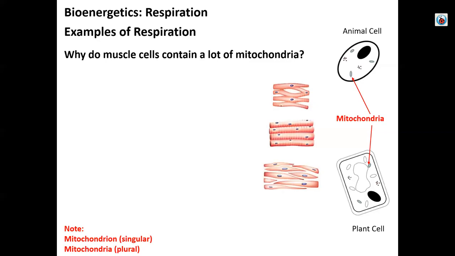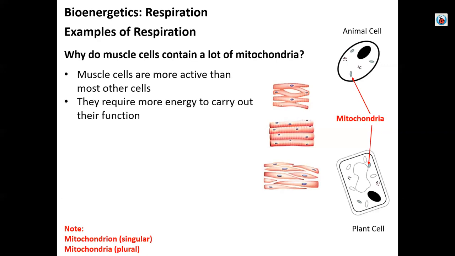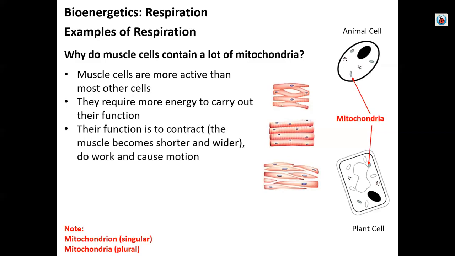So let's just make a few notes on why muscle cells contain a lot of mitochondria. So the first thing, they're more active than other cells. They require more energy to carry out their function. Their function is to contract and do work, which causes motion, causes movement. Now, when a muscle contracts, it gets shorter and wider.